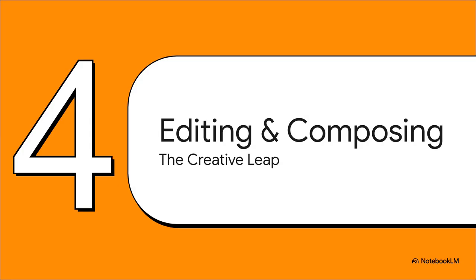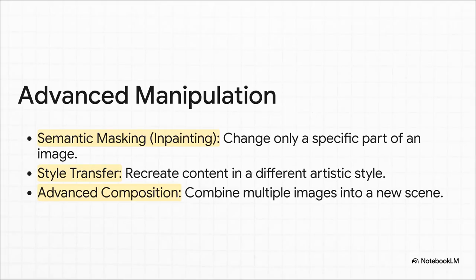Making an image from scratch is amazing, no doubt. But the real power, the real creative control, comes from being able to work with images that already exist. This is where we take a huge creative leap. Seriously, this is where the magic happens. With something called semantic masking, you can literally tell the AI, hey, see that sofa in the living room? Make it brown leather, and it will change only the sofa. Or you can take a photo you took and say, remake this in the style of Van Gogh. Or you can take a person from one photo and a background from another and create a whole new reality.